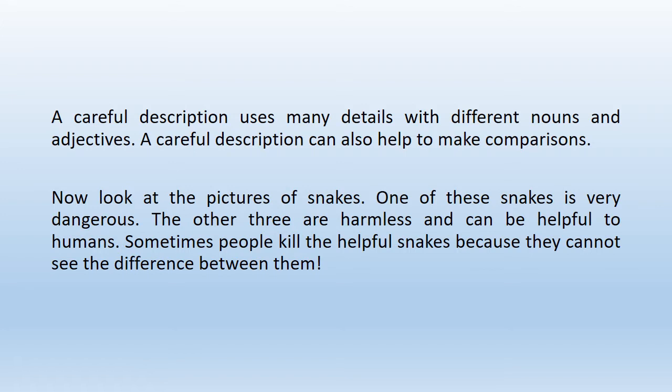So here, look at the pictures of snakes. One of these snakes is very dangerous. The other 3 are harmless and can be helpful to humans. Sometimes people kill the helpful snakes because they cannot see the difference between them. Now, it will be really wrong if we cannot differentiate the snake and we kill the snakes which can be really helpful or which are actually harmless.